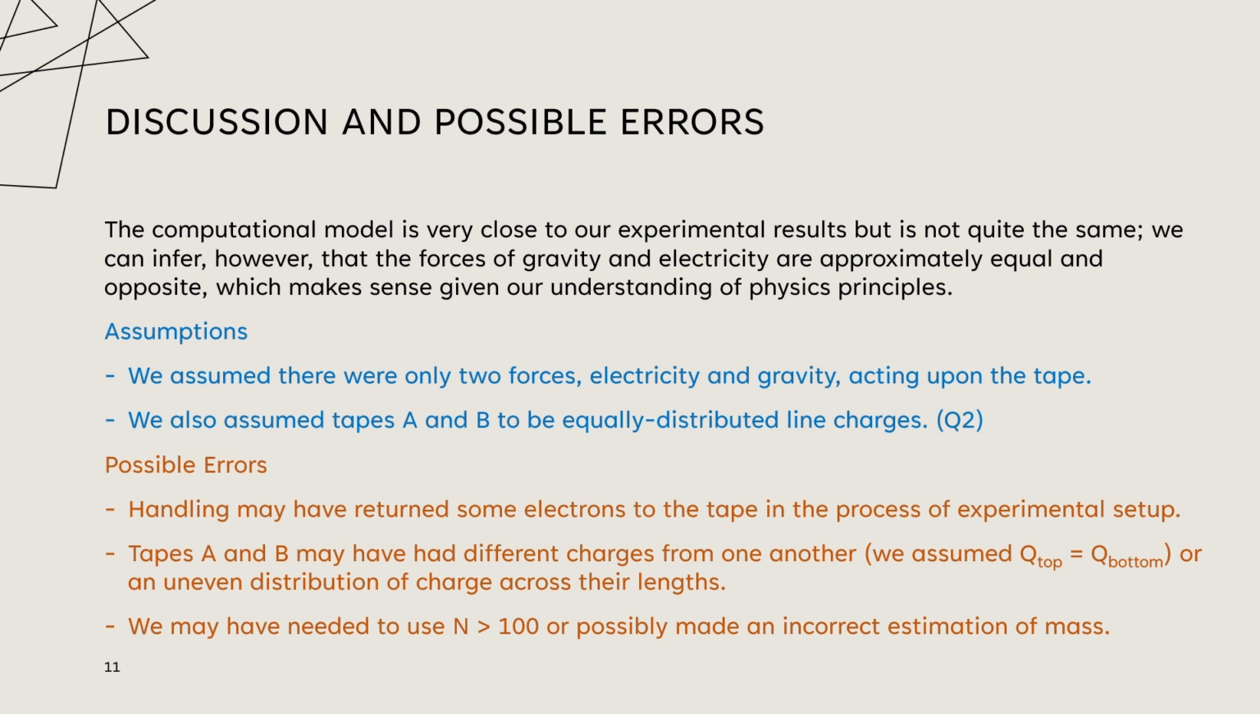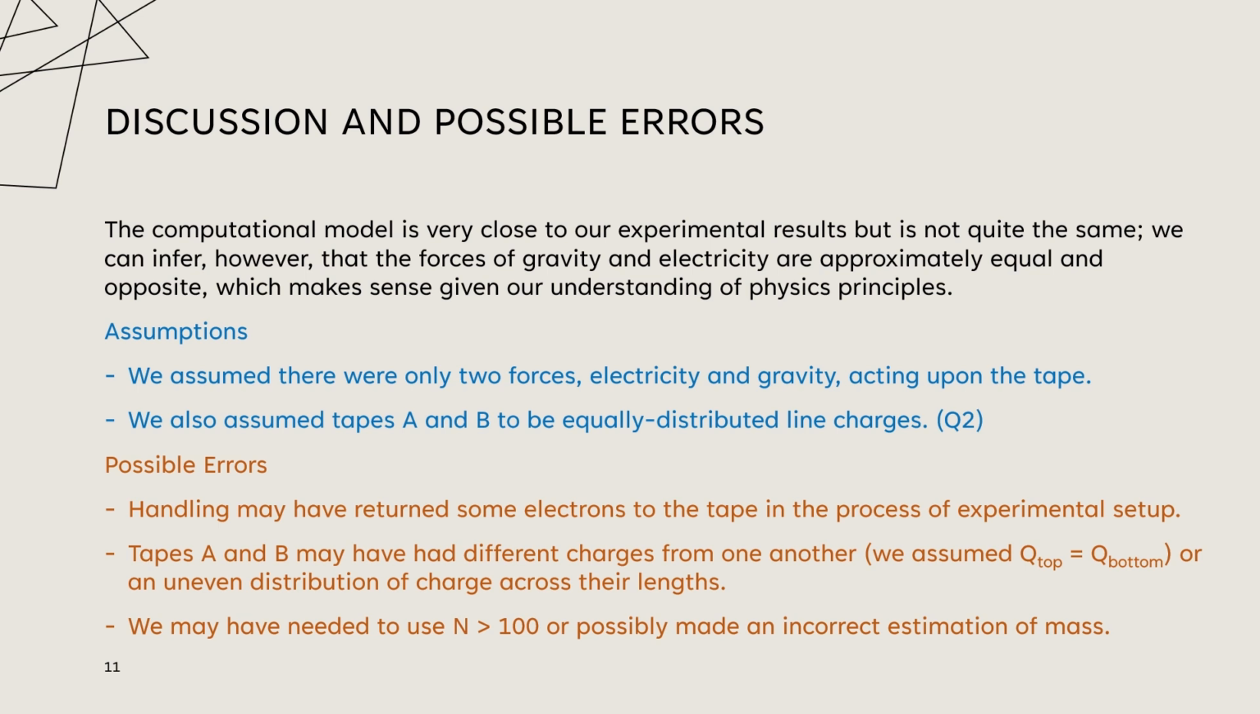And then tapes A and B might have had different charges from one another. We assumed Q top was equal to Q bottom, or there might have been an uneven distribution of charge across their lengths, so one side might be more positive than the other, or one tape might have a greater overall positive charge. We assumed that Q equals Q when we calculated the charge on one tape because we used Q squared, and if they were different, we wouldn't be able to do that. So that is a possible error we made.